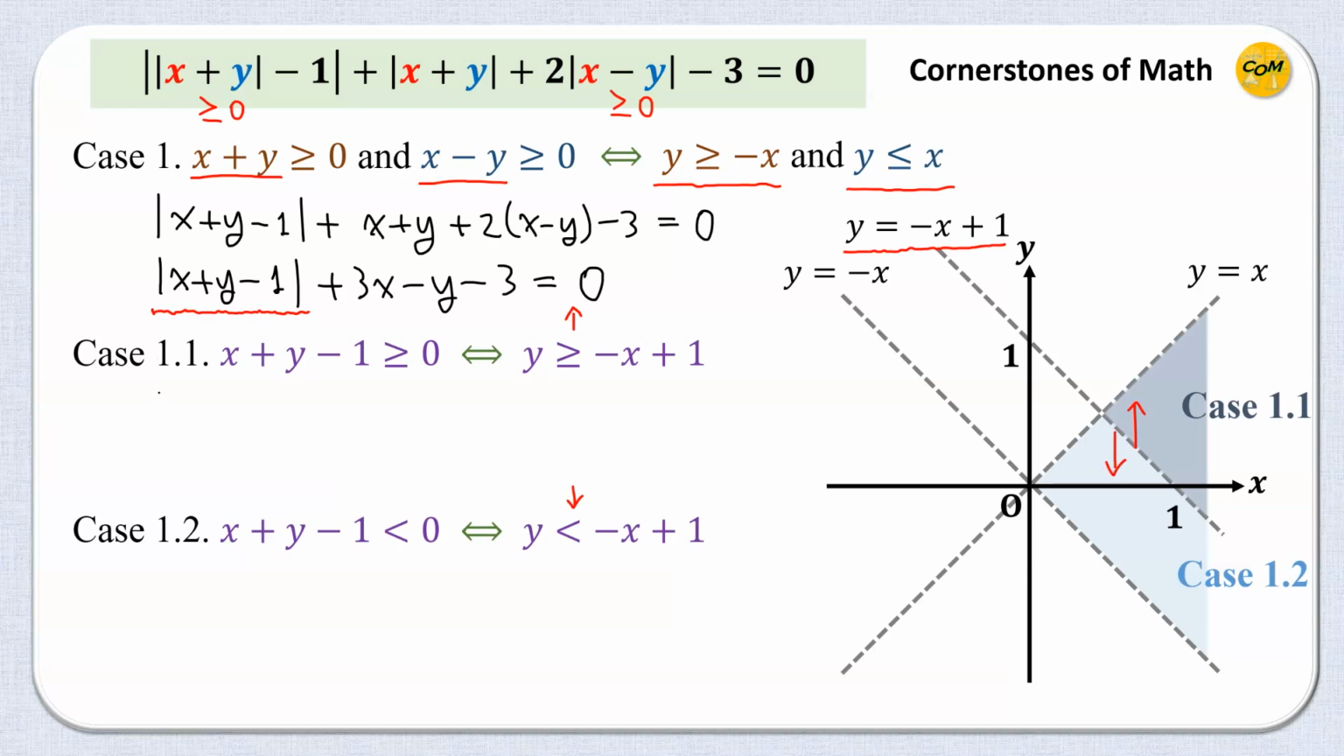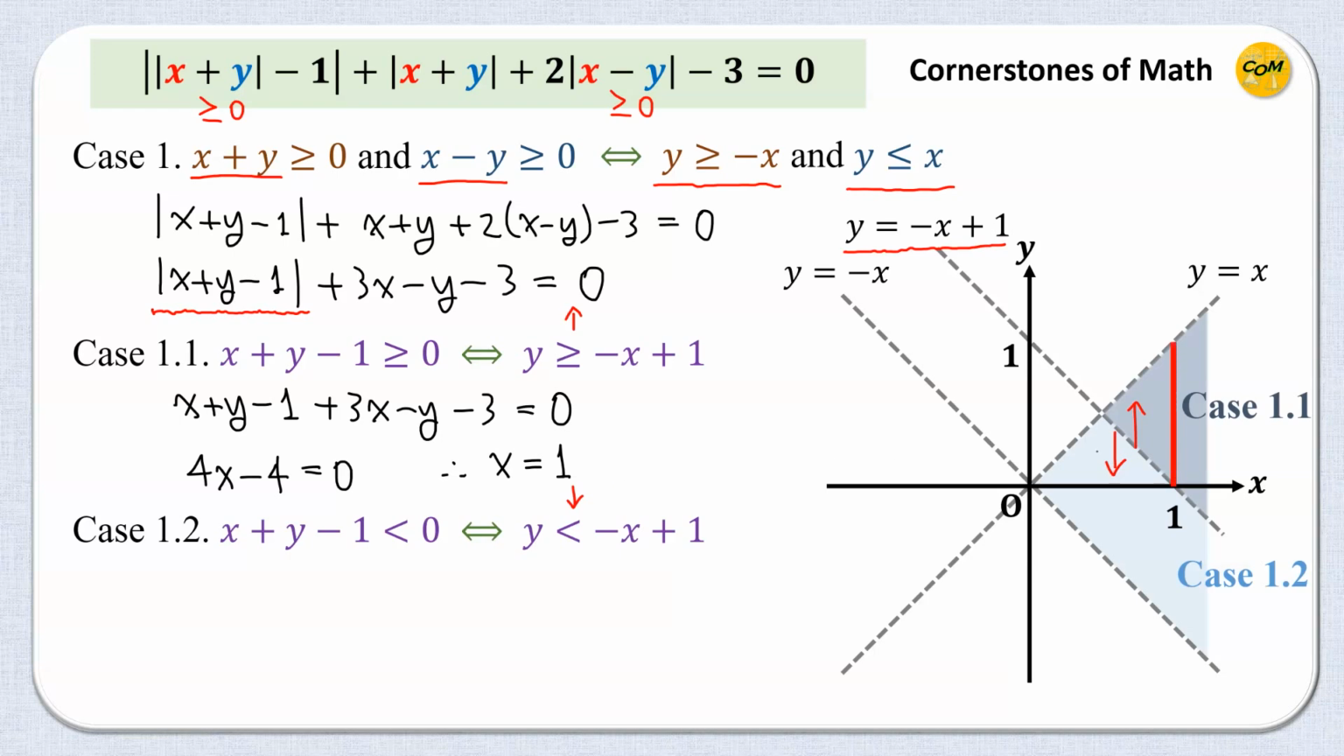In case 1.1, the equation becomes x plus y minus 1, plus 3x minus y minus 3 equals 0, which is 4x minus 4 equals 0, therefore we have x equals 1. So we have this graph in the region of case 1.1, the vertical line x equals 1.